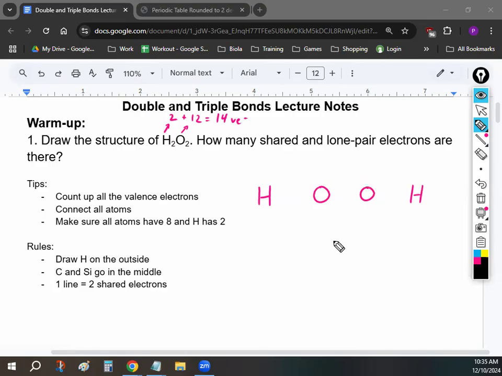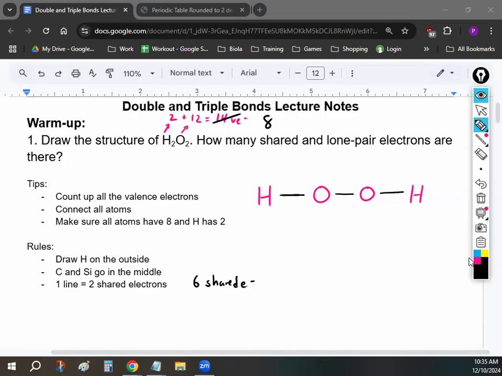All right, let's connect our elements together. So we're going to draw a line with the hydrogen and the oxygen. So that's 2 electrons. We're going to connect the oxygens. That's 4. And if we draw another line right here, that's 6. So we've used 6 electrons in order to draw our lines. Okay, so we have 6 shared electrons, which means we have 8 electrons that we still need to use. So far, so good? Okay, hopefully not too bad.